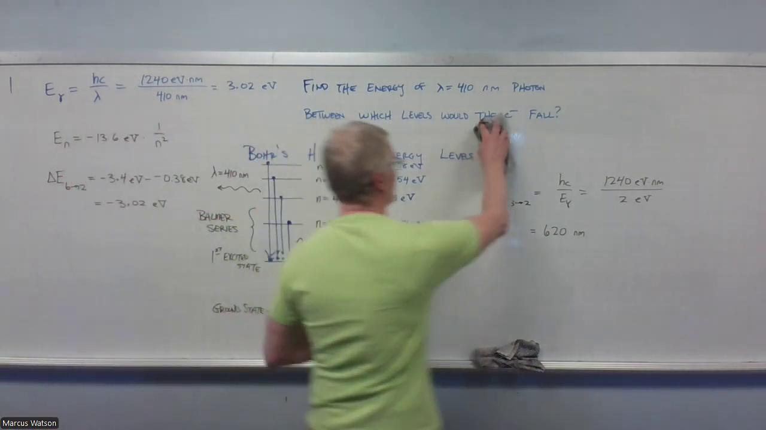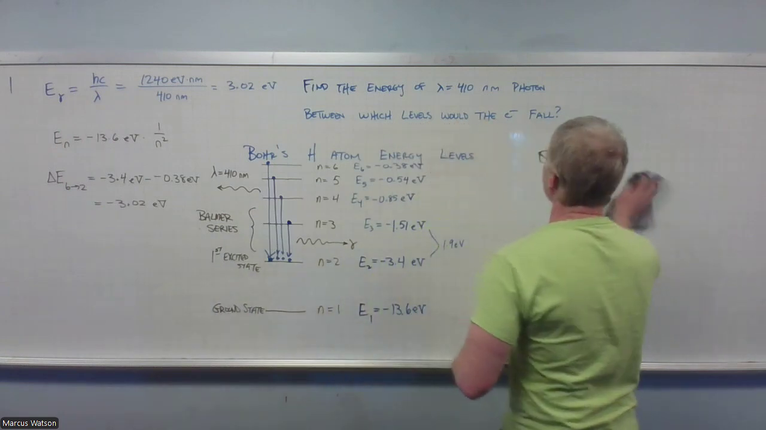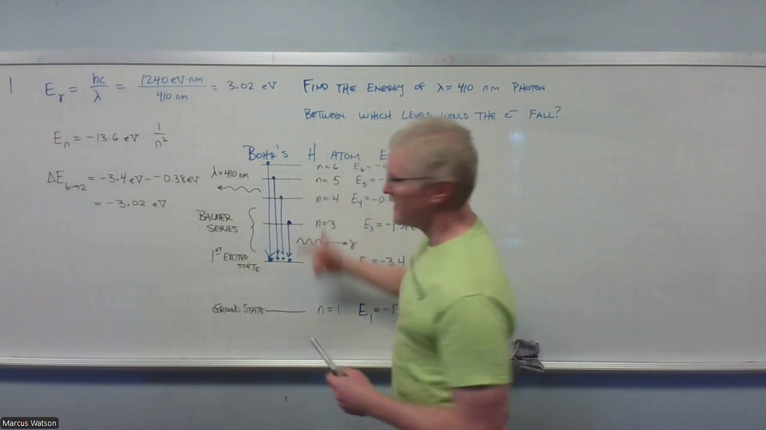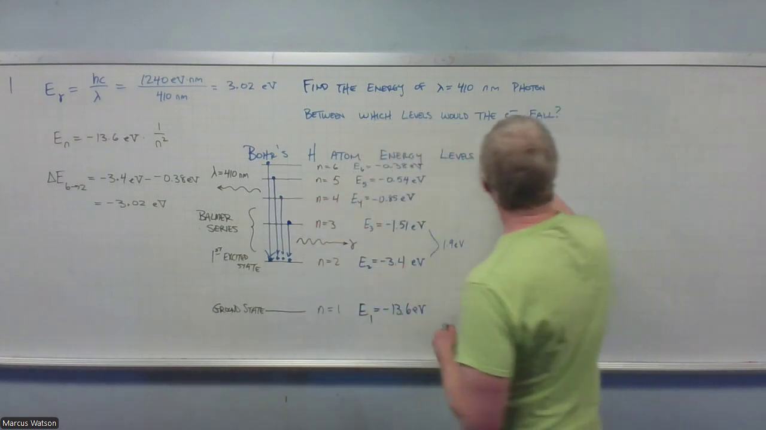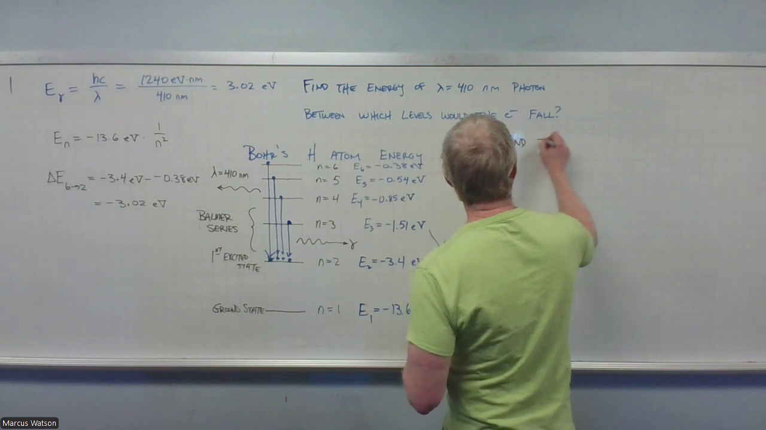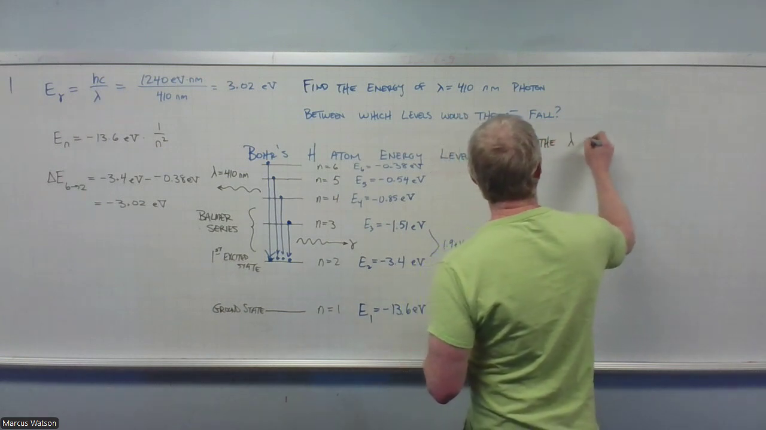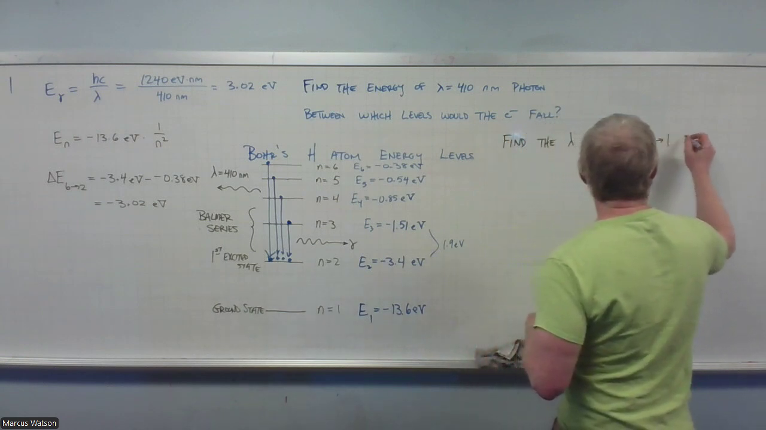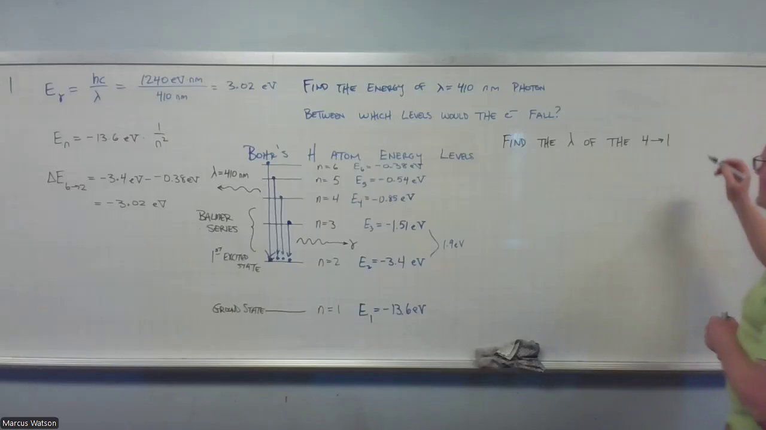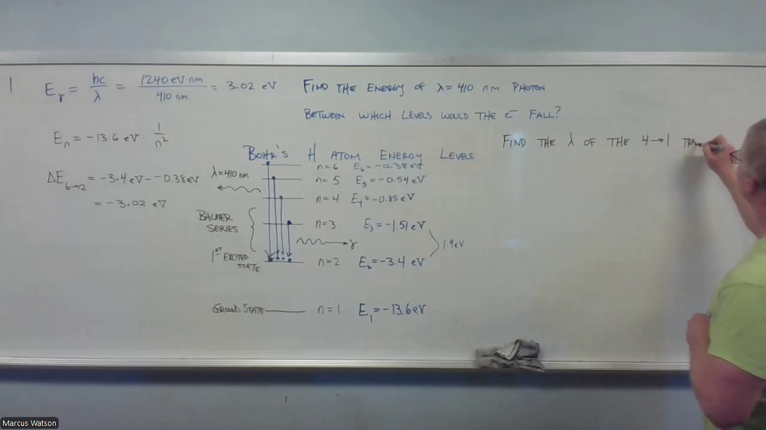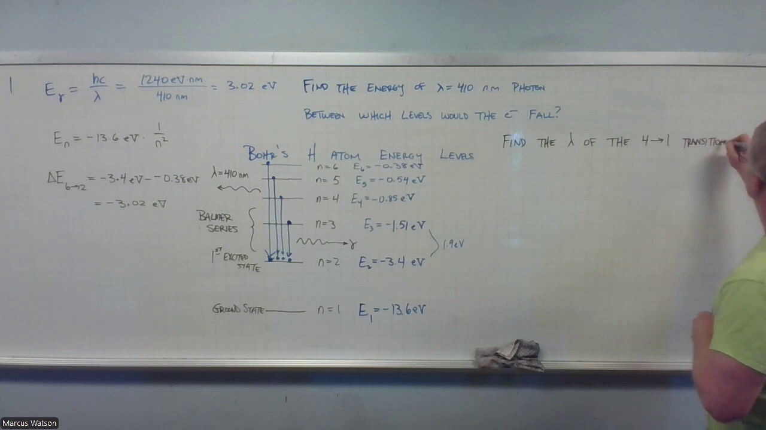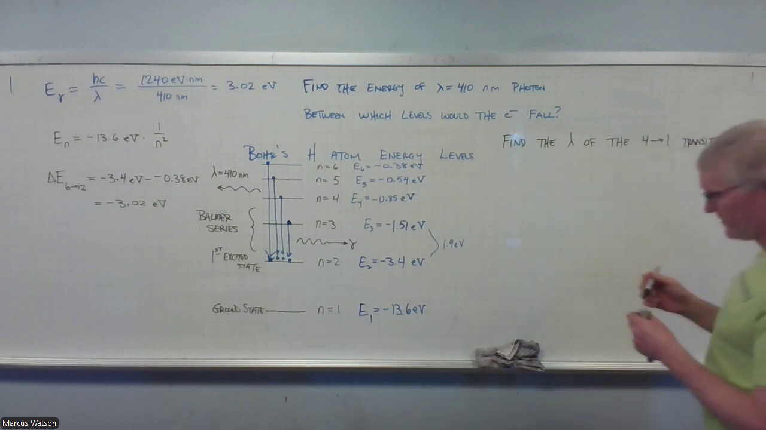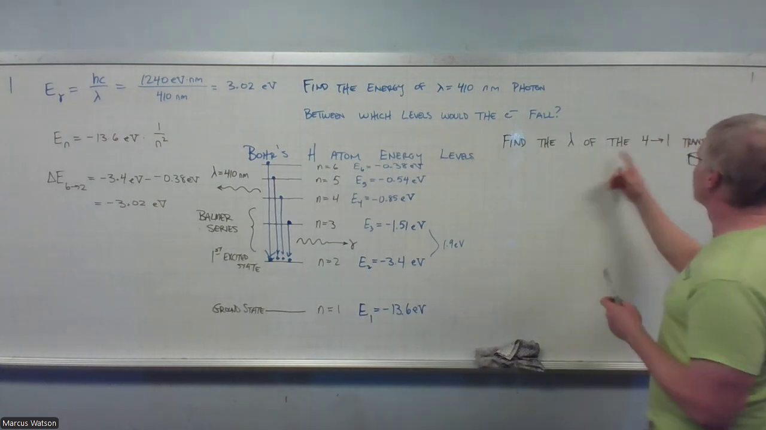All right, so let's calculate what that wavelength looks like if I go 4 to 1. How much space I got here? 4 to 1 transition is typically what I would call it. All right, good. So we'll stay there. So let's find the wavelength of the 4 to 1 transition.